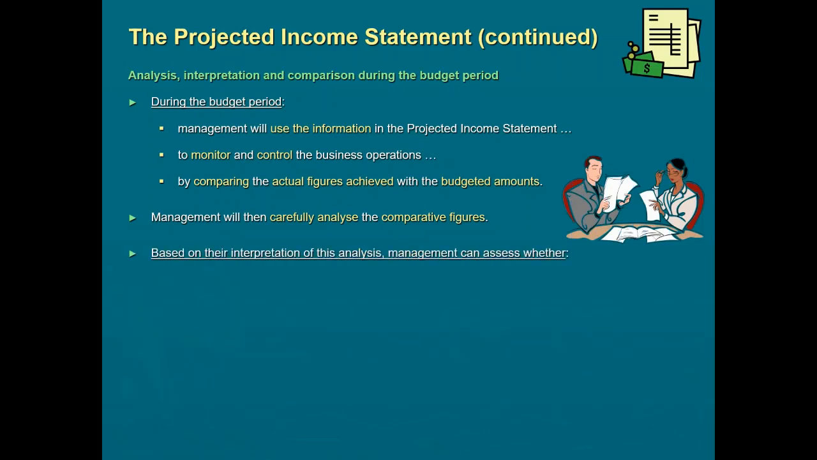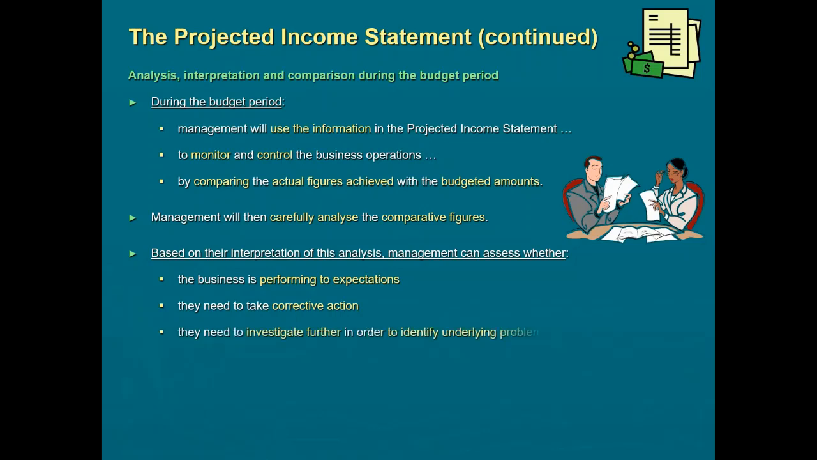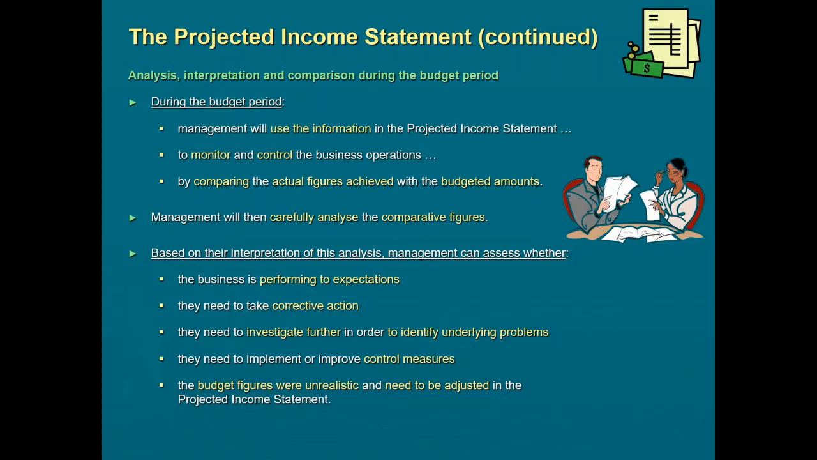Based on the interpretation of this analysis, management can assess whether the business is performing to expectations, they need to take corrective action, they need to investigate further in order to identify underlying problems, they need to implement or improve control measures, or the budgeted figures were unrealistic and need to be adjusted in the projected income statement.